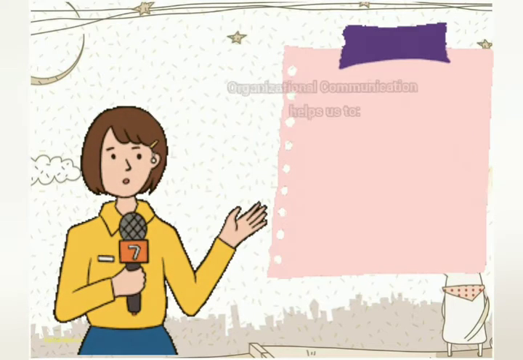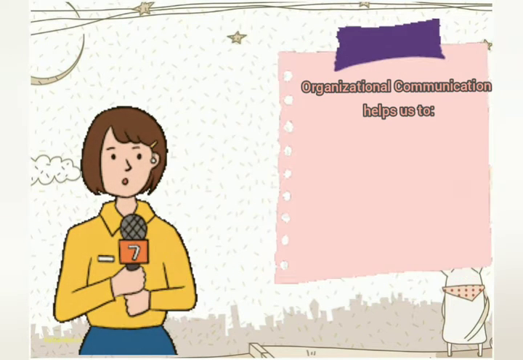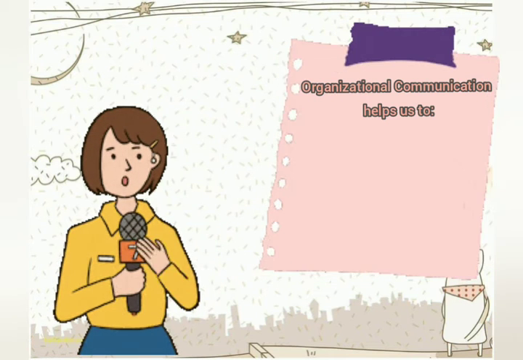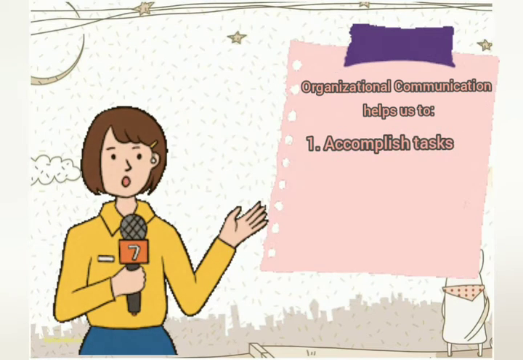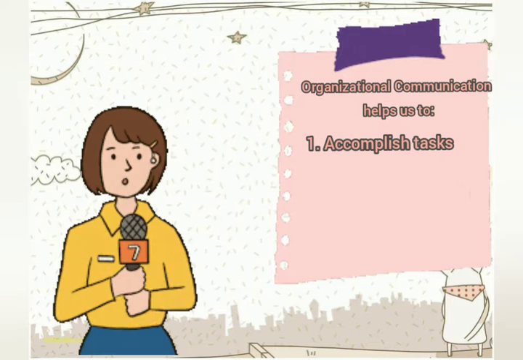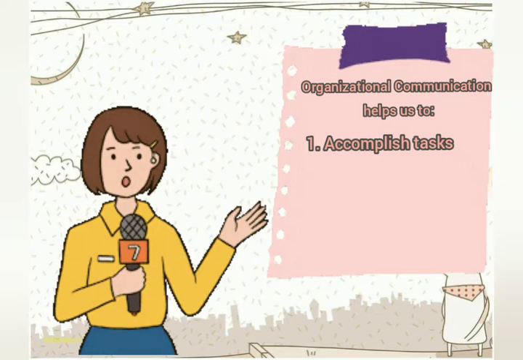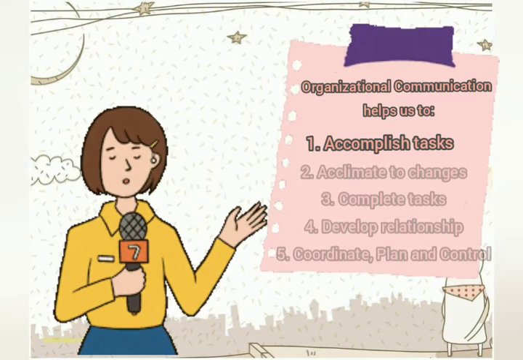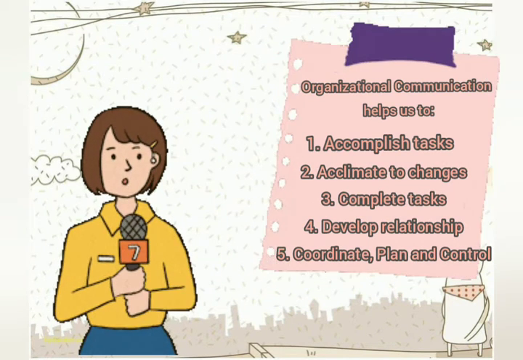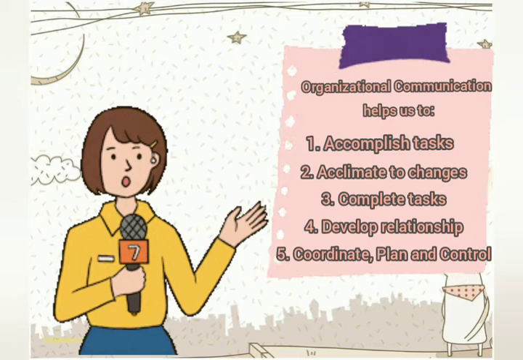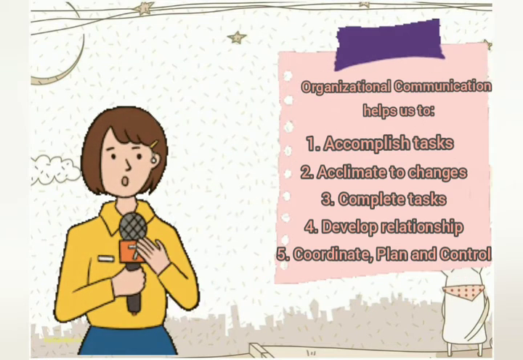Organizational communication helps us to accomplish tasks, acclimate to changes, complete tasks, develop relationships, coordinate, plan, and control. The first one is accomplish tasks. Accomplish tasks relating to specific roles and responsibilities of sales, services, and production. The second one is acclimate to change. This is through individual and organizational creativity and adaptation. The third one is complete tasks through the maintenance of policy, procedures, or regulations that support daily and continuous operations.